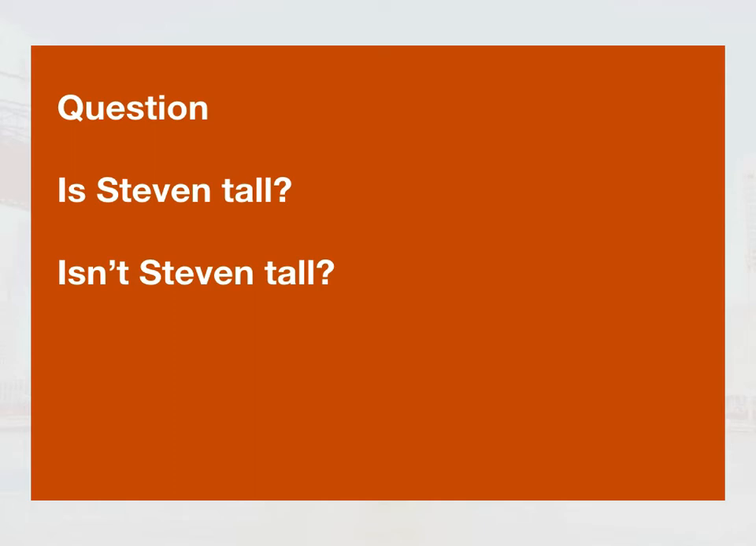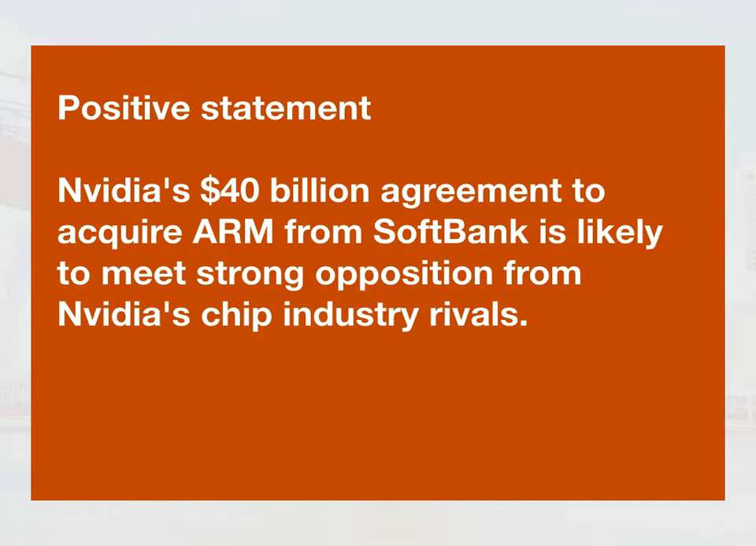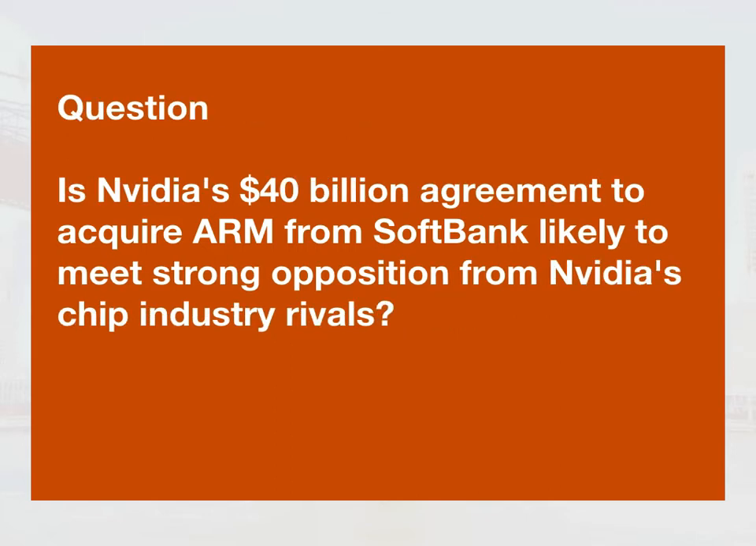All right, now let's look at a little more complex sentence. The positive statement: NVIDIA's $40 billion agreement to acquire ARM from SoftBank is likely to meet strong opposition from NVIDIA's chip industry rivals. Now, it's a much longer sentence, but the situation is the same. The verb is a linking verb. The verb to be, is, and that's just going to move out to the front in the question form. Is NVIDIA's $40 billion agreement to acquire ARM from SoftBank likely to meet strong opposition from NVIDIA's chip industry rivals?